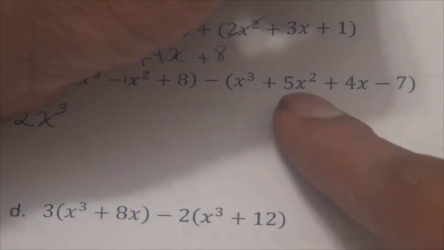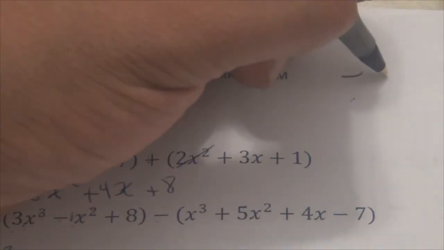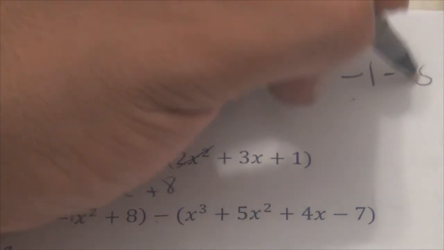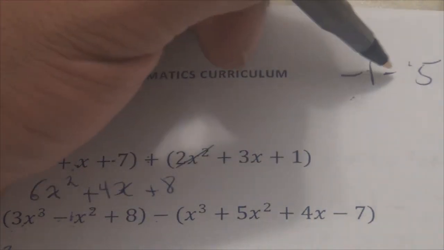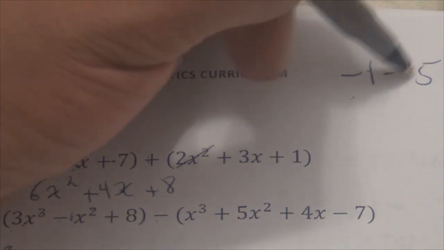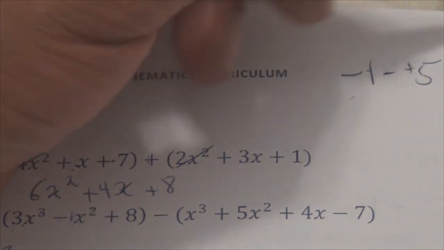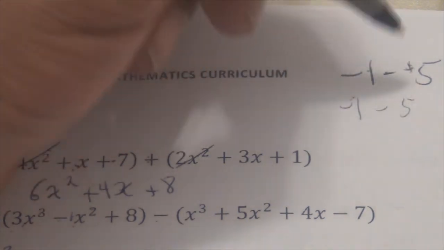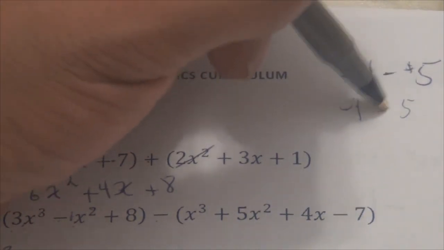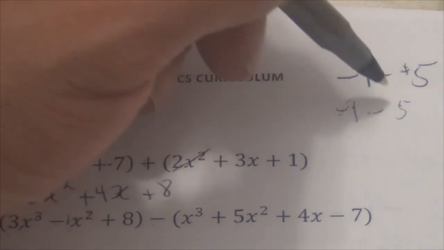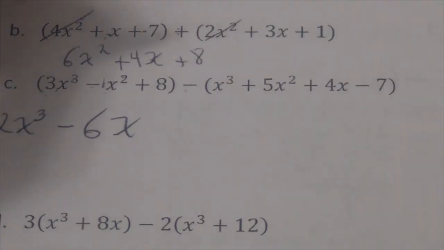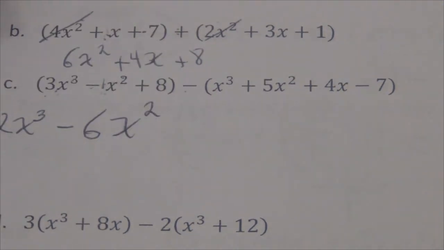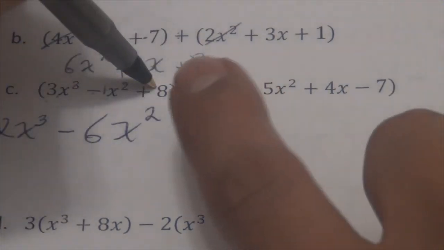Look, negative 1. We have negative 1 minus positive 5. In other words, we have negative 1. Remember what I said? Just multiply the symbols together and you get one sign. So we get negative 1 minus 5. Go to negative 1 and then move 5 units to the left and you get what? Negative 6, right? So this is negative 6x squared.